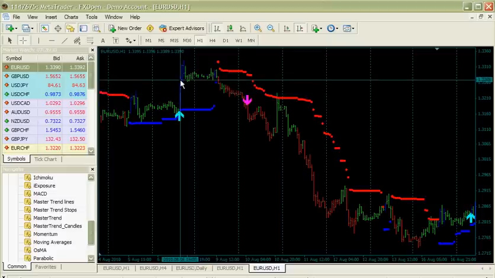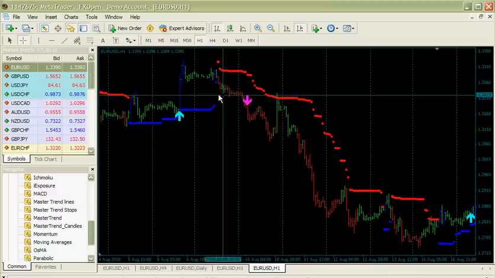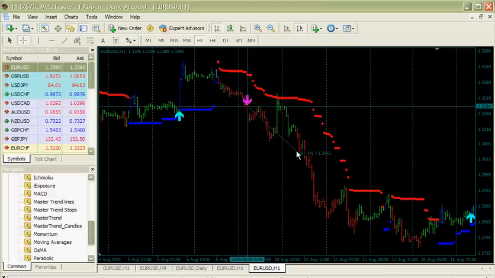A trade like this we could have made probably 50-60 pips on the fly here, and then the trend reversed and we could have made a very nice 440 pips.